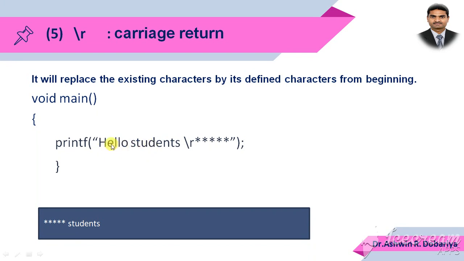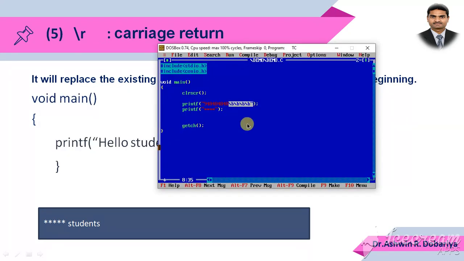So in that case what happens: hello student, it will display hello student. Now \r moves the cursor to the first place, and after that 5 stars are there, so it will overwrite 1, 2, 3, 4 and 5. So all of this hello word is overwritten with the help of stars. So again, if I run this program using this, suppose hello student, and in that if I write \r, instead of star you can mention any other character, special character. It doesn't mean that you have to mention only star, right?